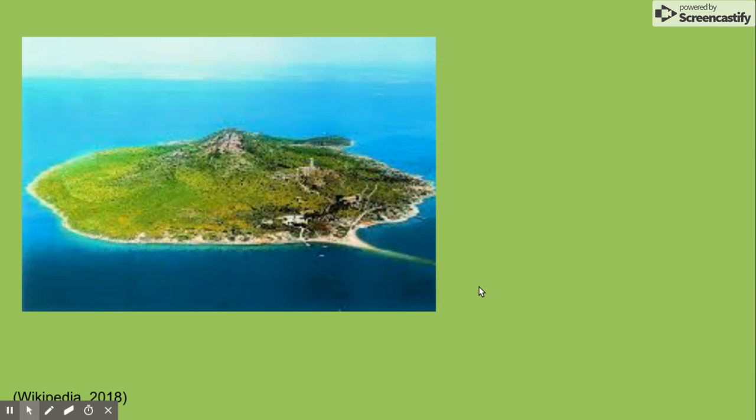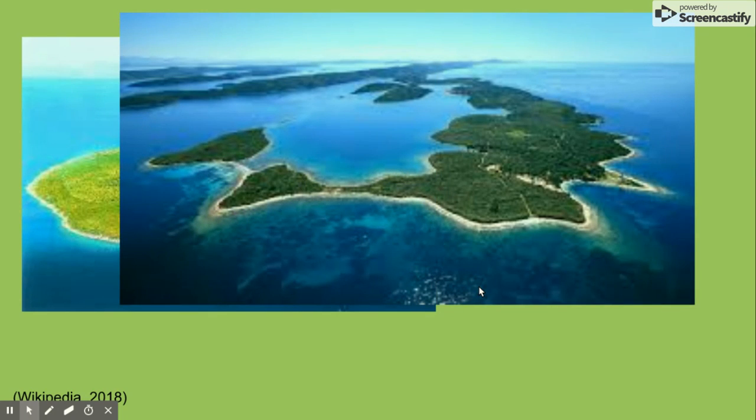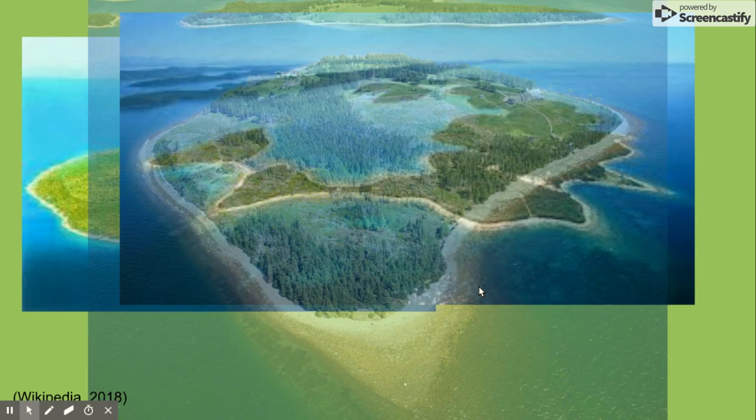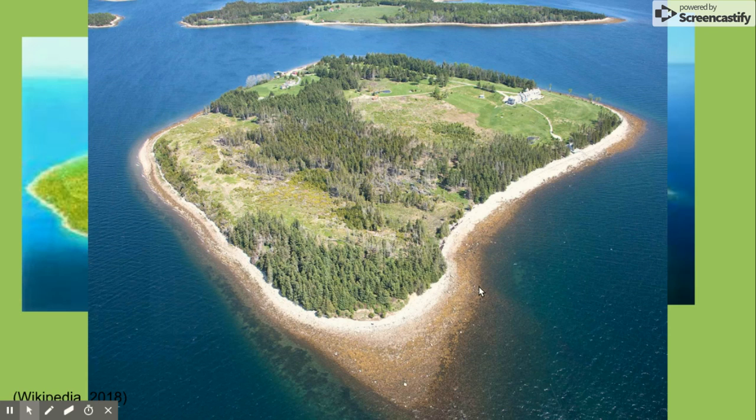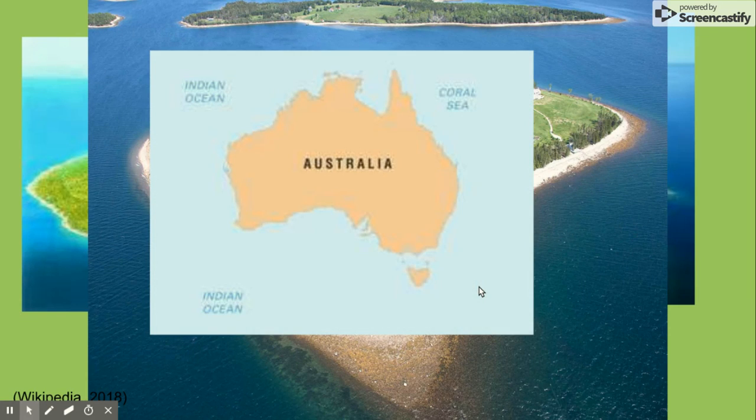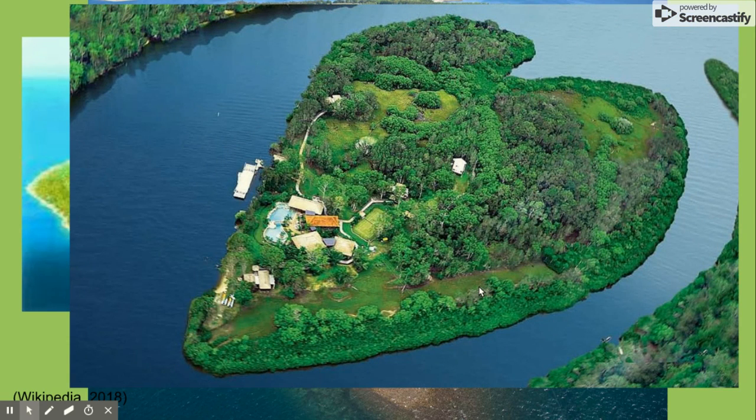Next, we're going to go to another most common landform, and that is islands. An island is just a landform that is completely surrounded on all sides by water. We can think of them in the Caribbean, in fresh water, as well as a whole continent with the continent of Australia. And a fun little picture right there.